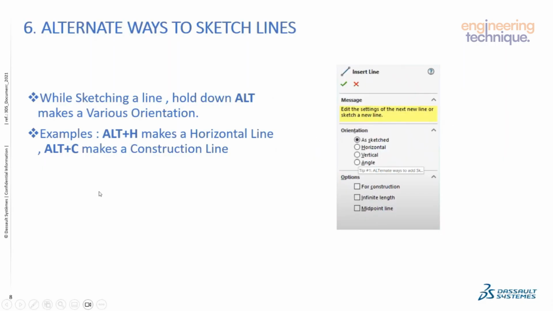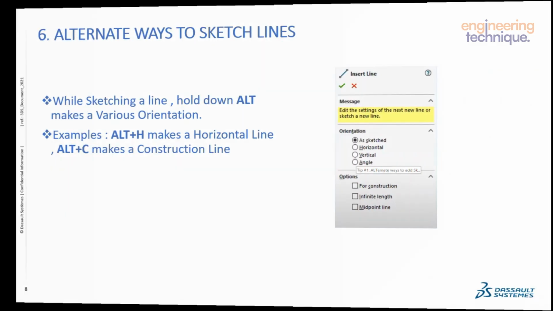There are also two other options. One is Alt C. Alt C basically converts that geometry into a construction line. Construction lines, as we know, we can use as reference lines, and sometimes we use them around the required geometries.